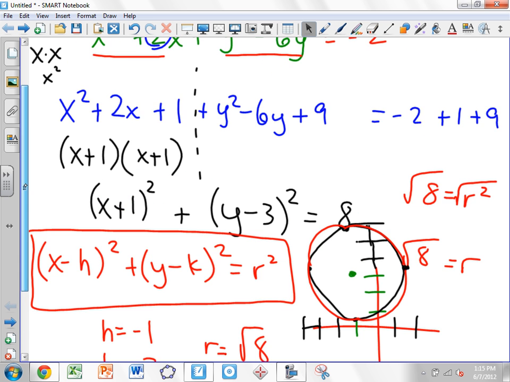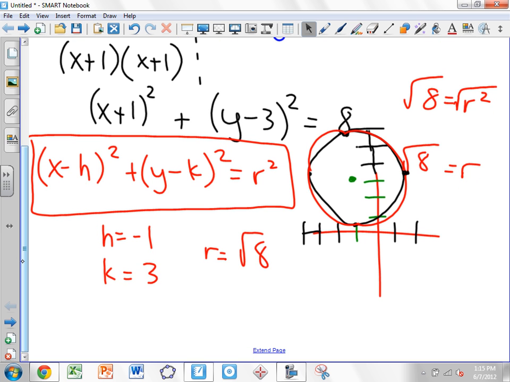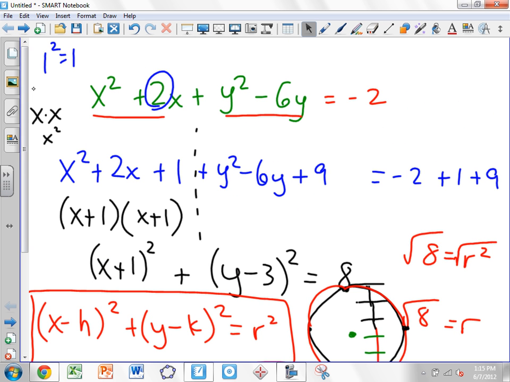So this is graphing a circle using the method of completing the square. Had you just been given the equation to start with right here, you could simply identify your center and your radius and then go right to the graph. But had it been given in your normal or polynomial form, you would have to put it into completing the square form.